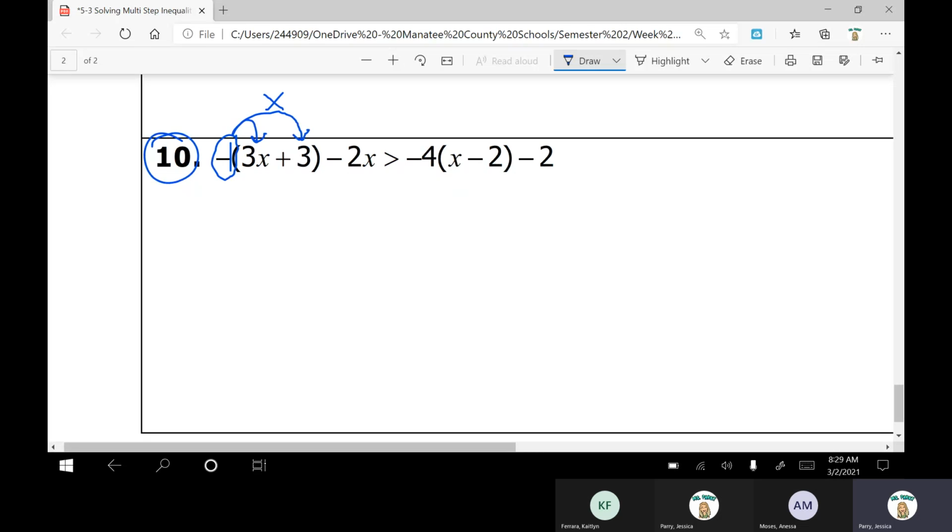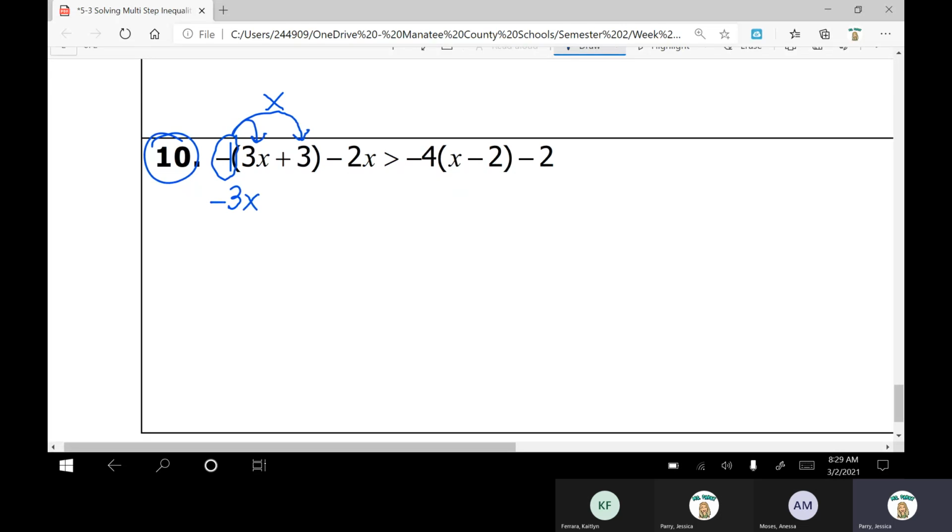-1 times positive 3x. Negative times a positive is negative. 1 times 3 is 3. And then here's my variable x. That's my first jump. My second jump. -1 times positive 3. Negative times positive is negative. 1 times 3 is 3. Okay, so that first set of distributing is done. Bring down the -2x and the inequality sign.